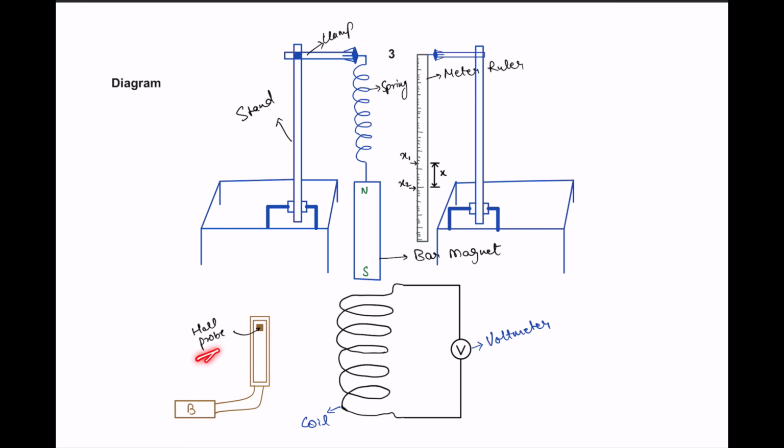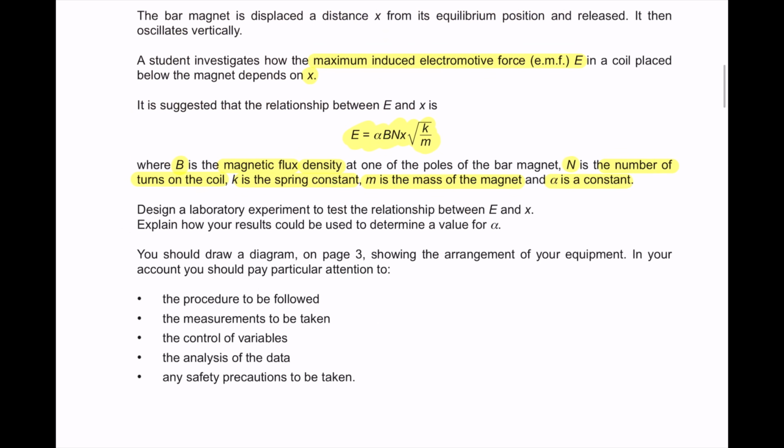One thing I have also added here is a Hall probe, because if you see the equation given to us, in order to calculate the value for alpha, I should know all other values. Then only I can determine the value for alpha. So here it is B. In order to calculate B, I have used a Hall probe that will directly calibrate the value of magnetic flux density near the poles of the bar magnet, and we can easily find out the number of turns by counting. K, that is the spring constant, we have done in the method part.